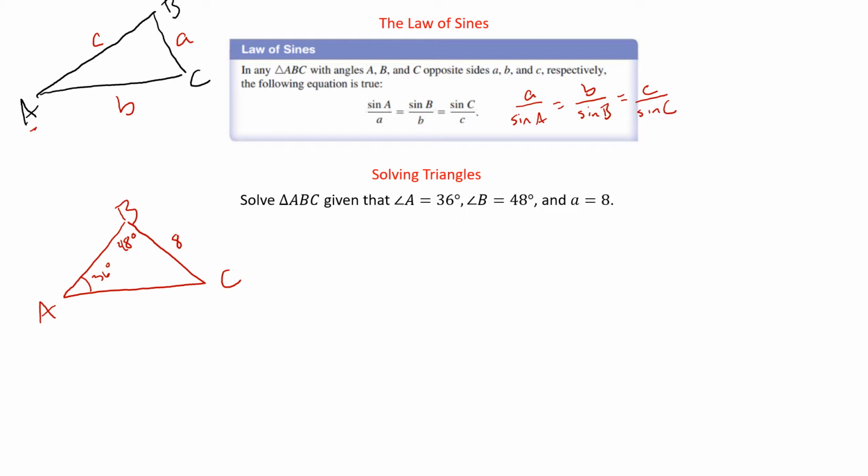So in order to use law of sines, what's very important is that we have an angle and a side opposite it, that we know both of those pieces. So here we know angle A and side A. That will allow us to use the law of sines. So we need to find the other 2 sides and the angle.